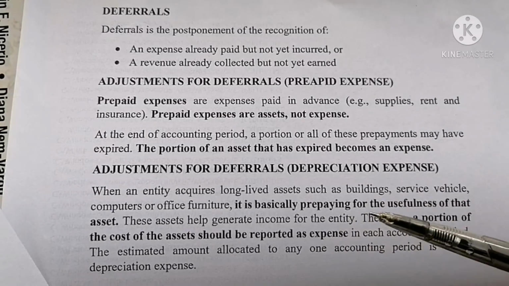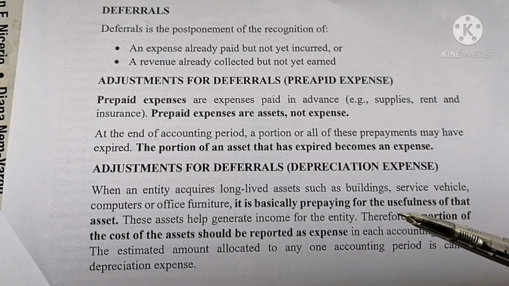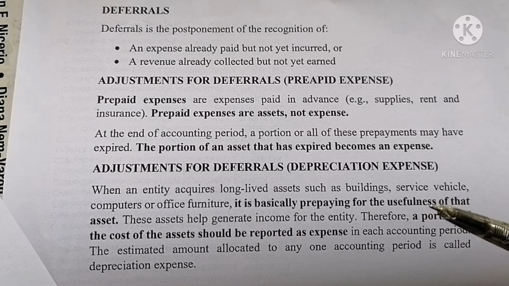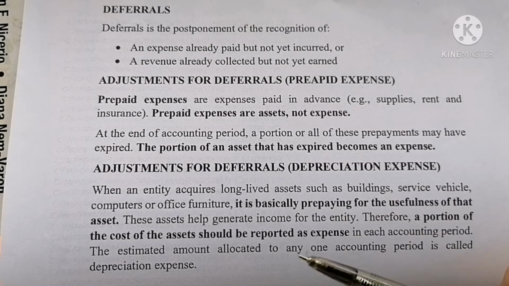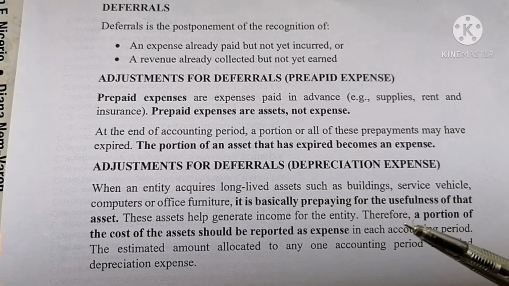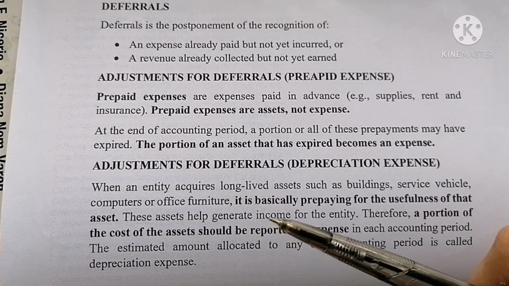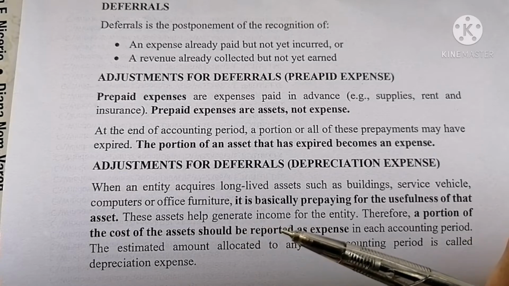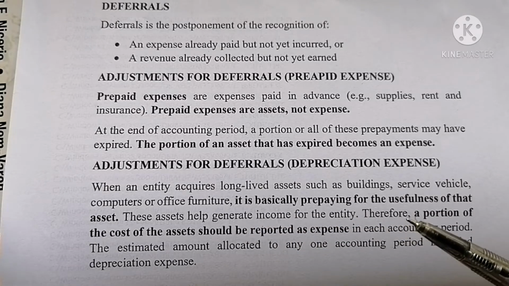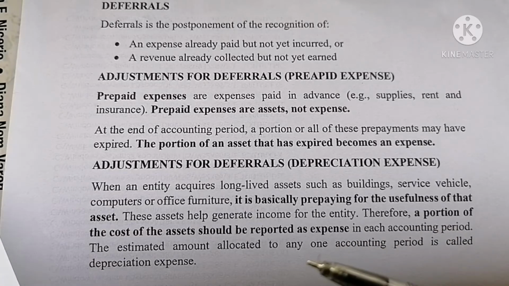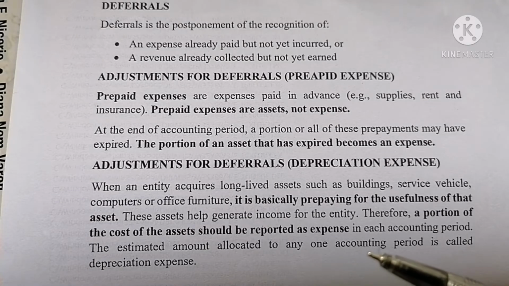So it is basically prepaying for the usefulness of that asset. This means we will allocate the cost of that asset according to its useful life in different accounting periods. These assets help generate income for the entity. Therefore, a portion of the cost of the asset should be reported as expense in each accounting period. The estimated amount allocated to any one accounting period is called depreciation expense.